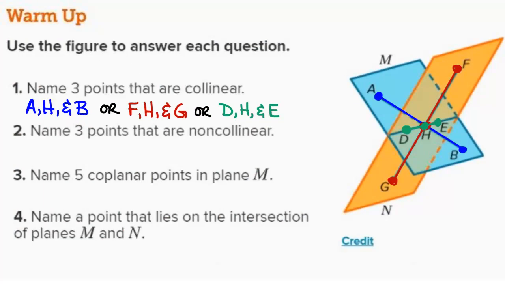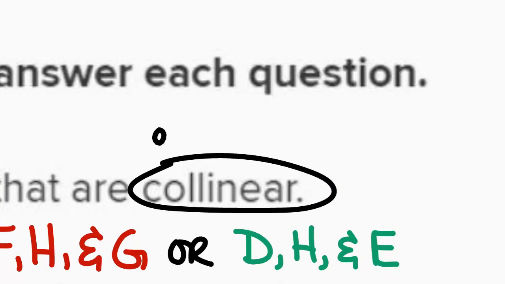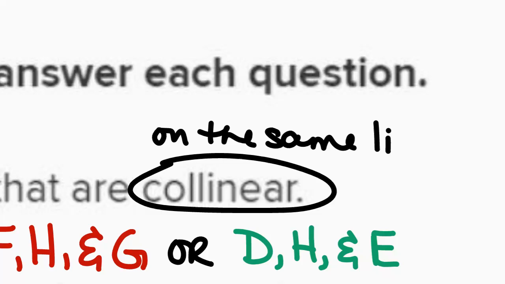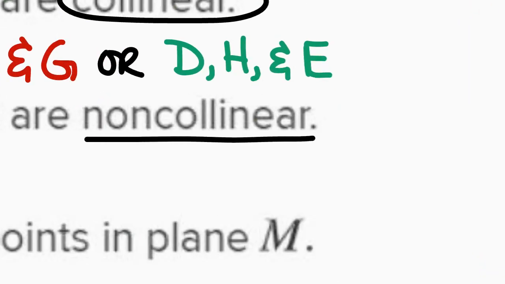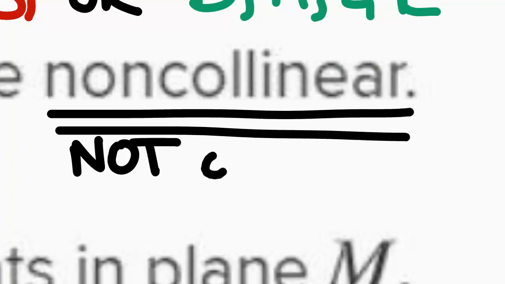Any of those 3 would have been correct. You only had to have one of those 3 and that would have been fine. Because we wanted them to be collinear, on the same line. For number 2, we wanted non-collinear, so not on the same line.